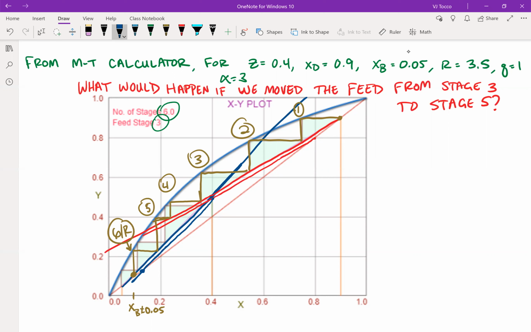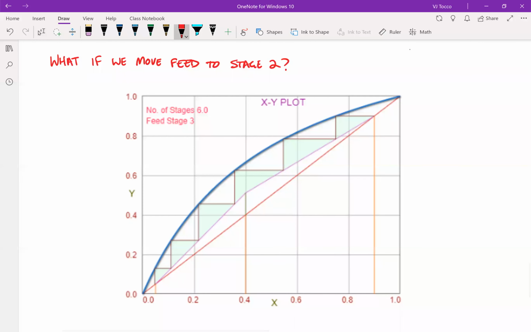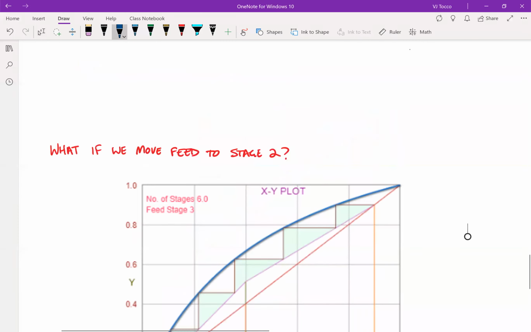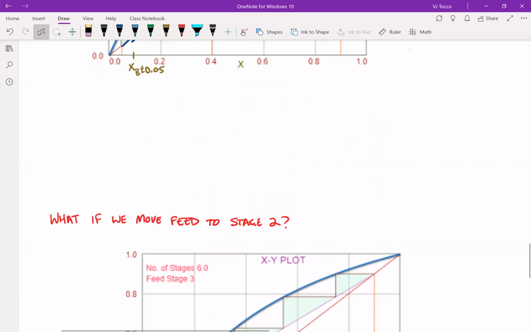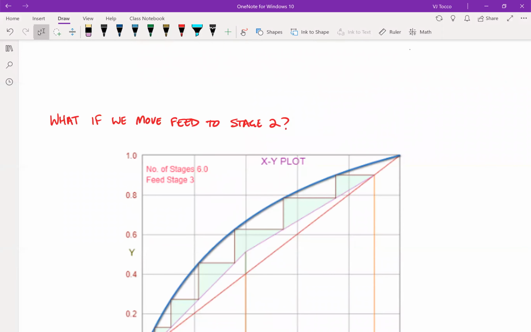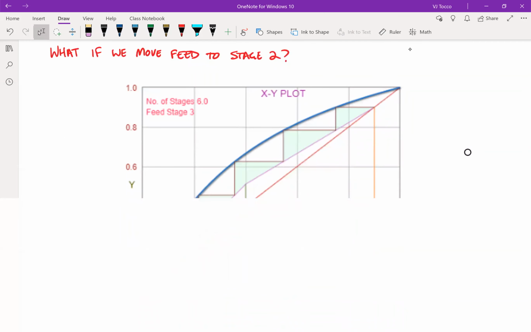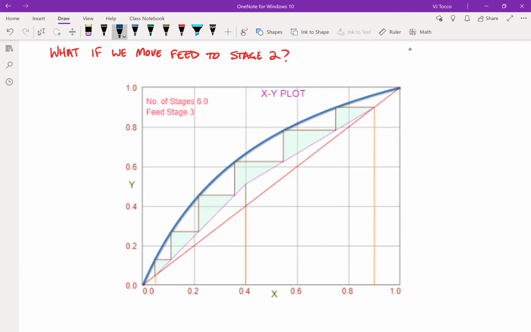So I'm going to keep everything the same, but let's say we now move the feed to stage 2. All right, so same thing. I know my purities are going to decrease either way, right? I know that if I have a non-optimally located feed, regardless of whether I move it up or move it down, my feed is going to not be located optimally. So my reflux ratio here, I specified this as 3.5. So that means my slope is 3.5 over 4.5, and it's going to be parallel to the rectifying section operating line that I had already.